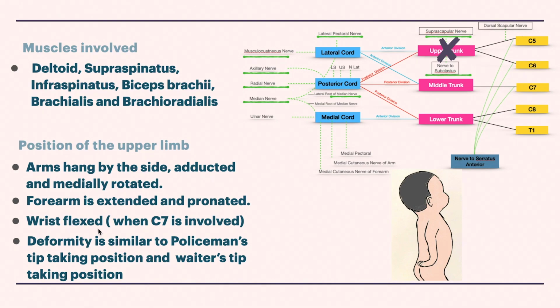The wrist is flexed, as we can see here, and this occurs only when there is involvement of C7 root. Okay, so this deformity is similar to policeman's step-taking position and waiter's step-taking position, as we can see here in the picture.